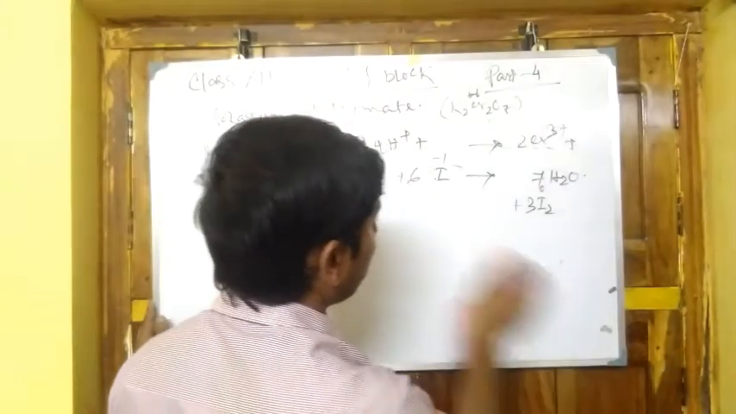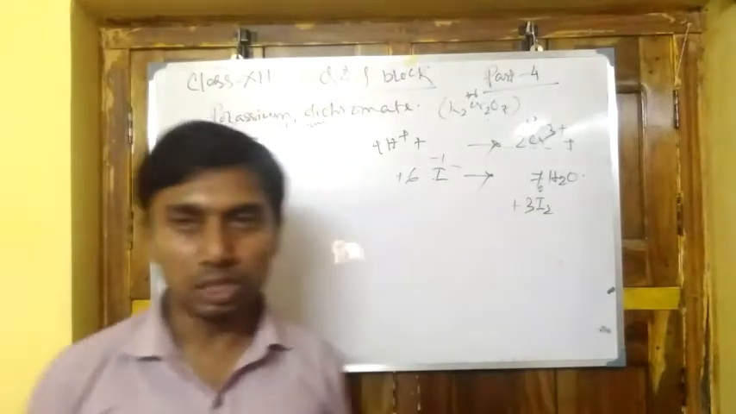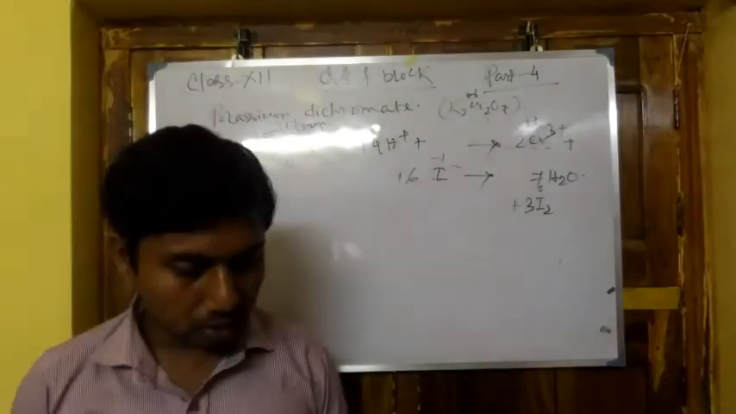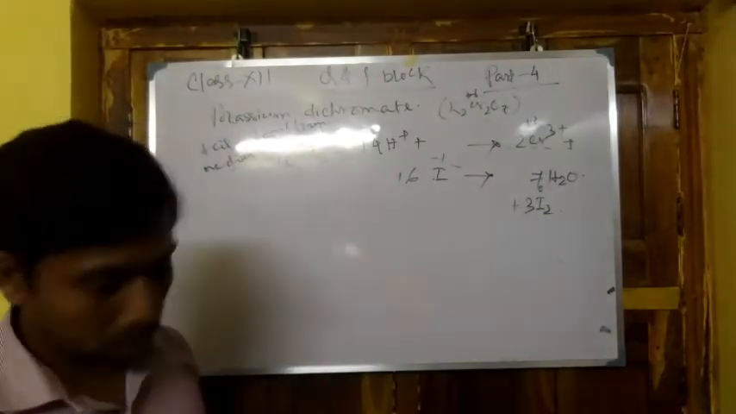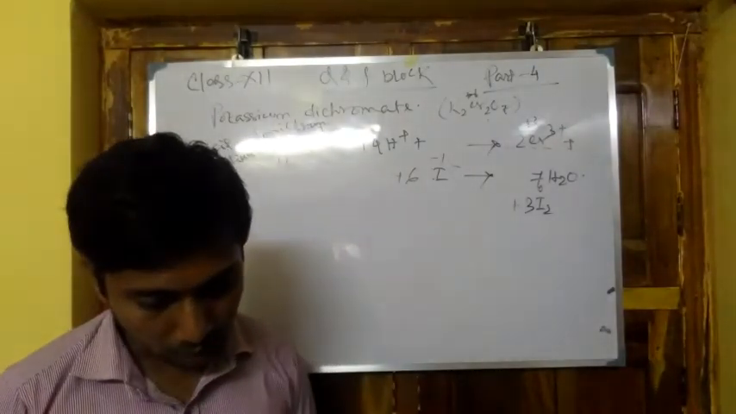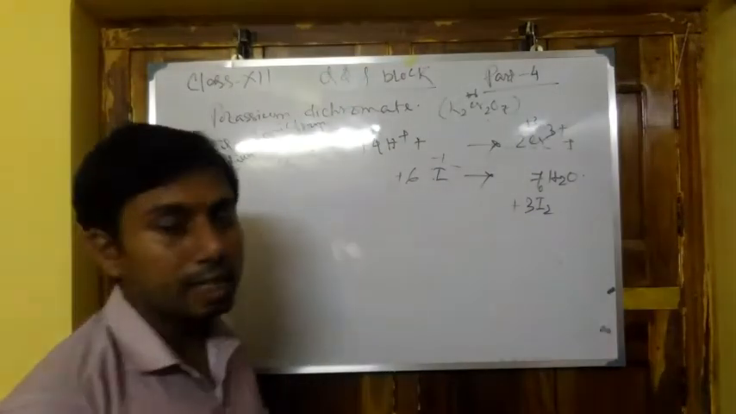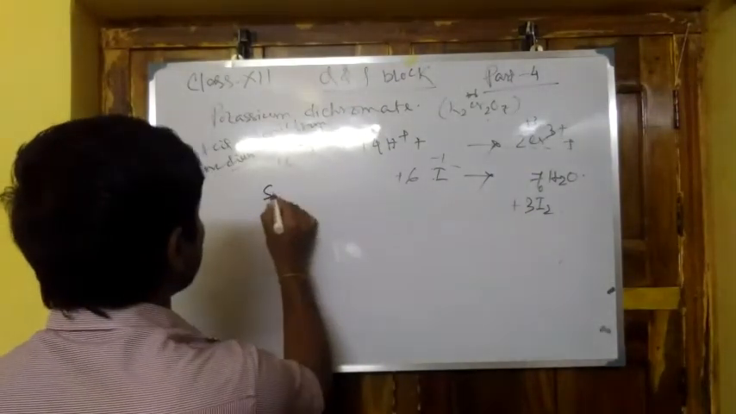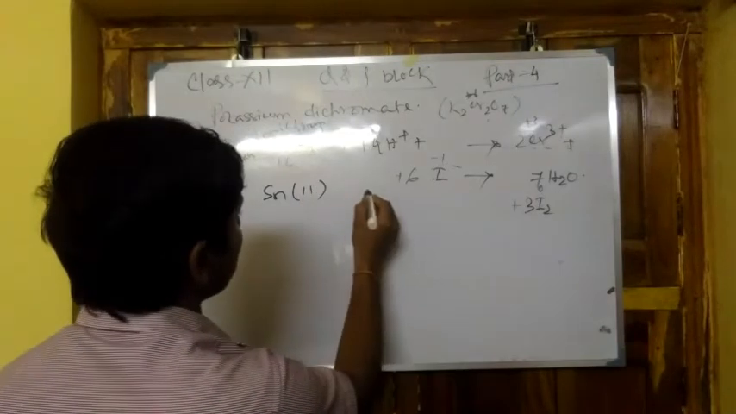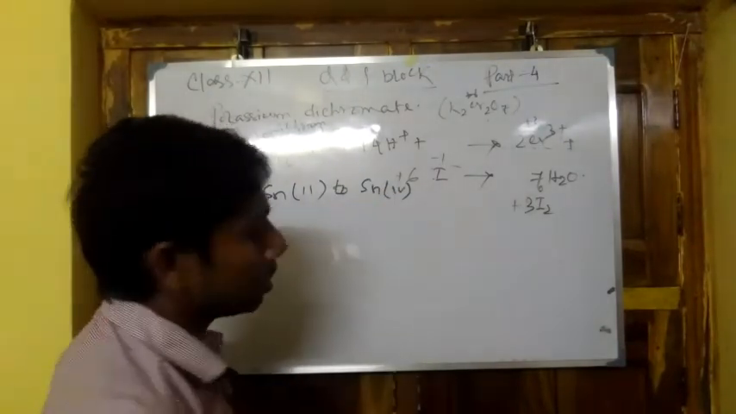You have to remember the products, that is chromium sulfate, potassium sulfate, ferric sulfate and water molecule. Then the third one is Sn2 plus to Sn4 plus, stannous to stannic, Sn4 plus. It is the third reaction.